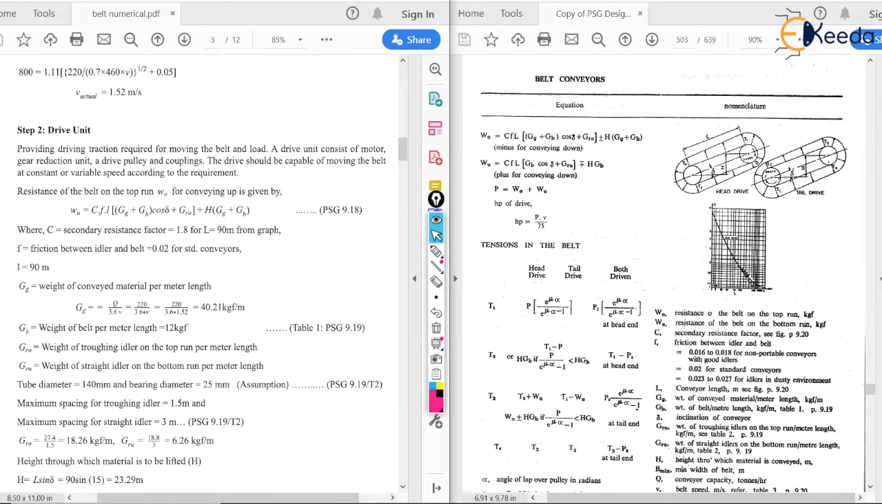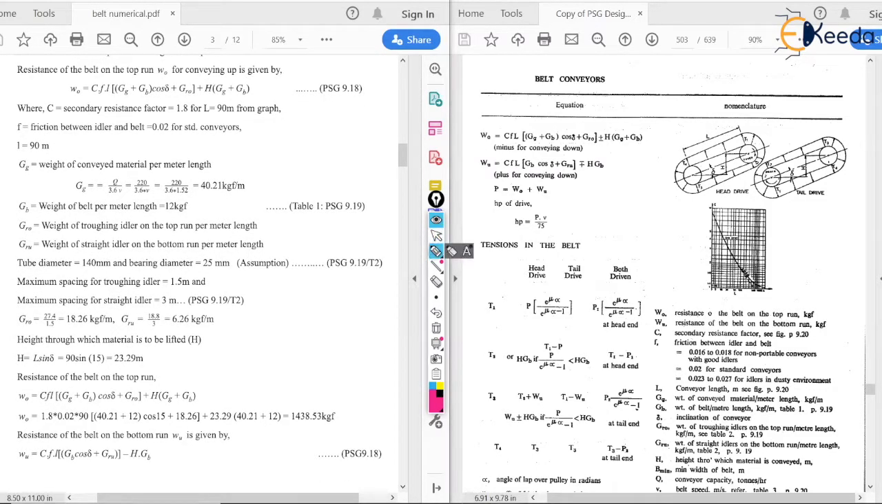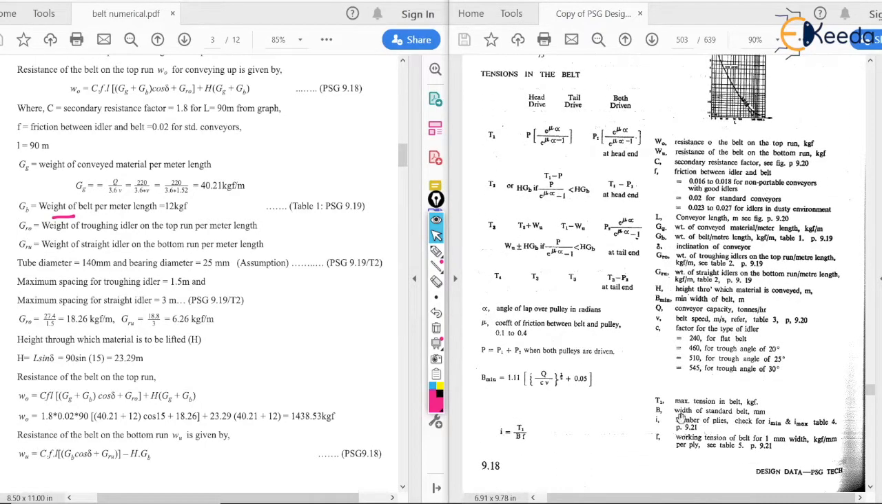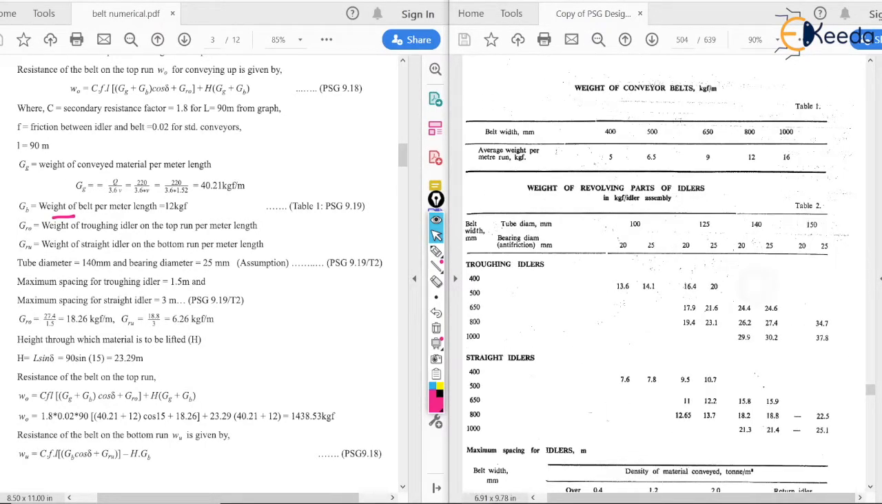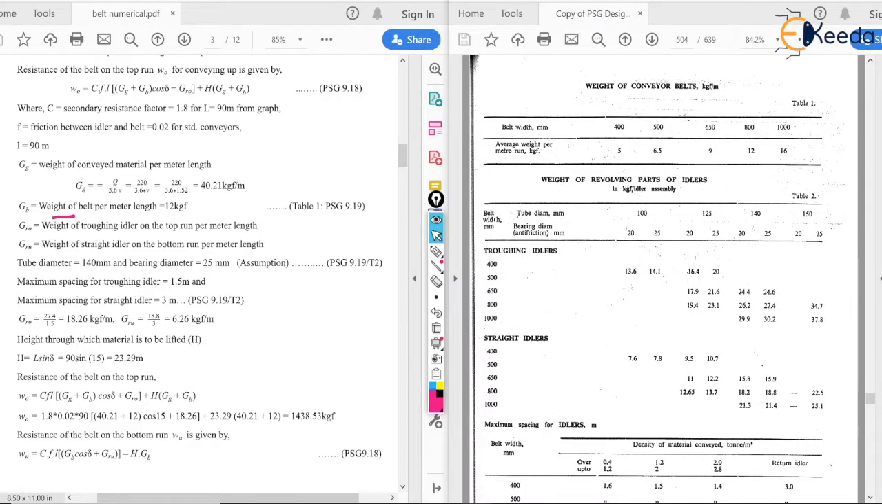Now after that, the next value is of GB. GB is the weight of belt per meter length. Here we can find it from PSG 9.19. If we go to PSG 9.19, now here go to table 1. This is table 1. It gives the average weight per meter run in kgf. So here for 800 we have selected 12, this is 12 kgf.